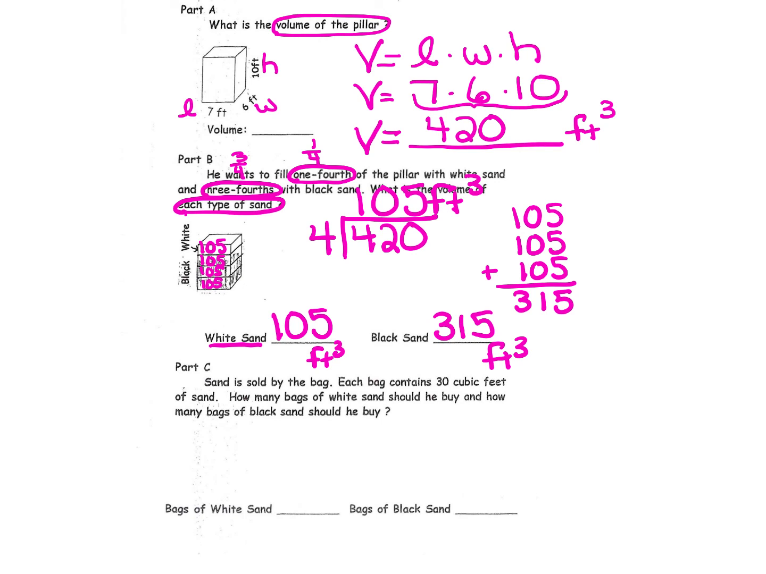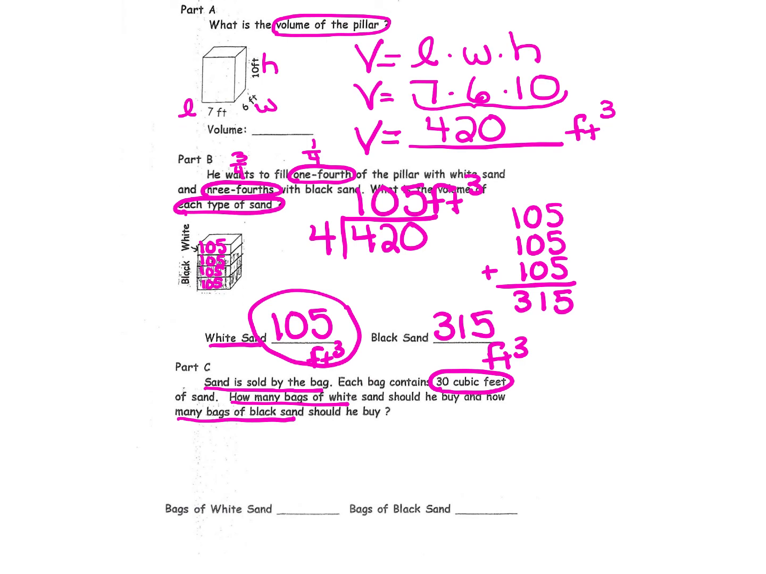Well, sand is sold by the bag. Each bag is 30 cubic feet of sand. And for our white, we're going to need 105. How many bags of white should he buy? And how many bags of black sand should he buy?